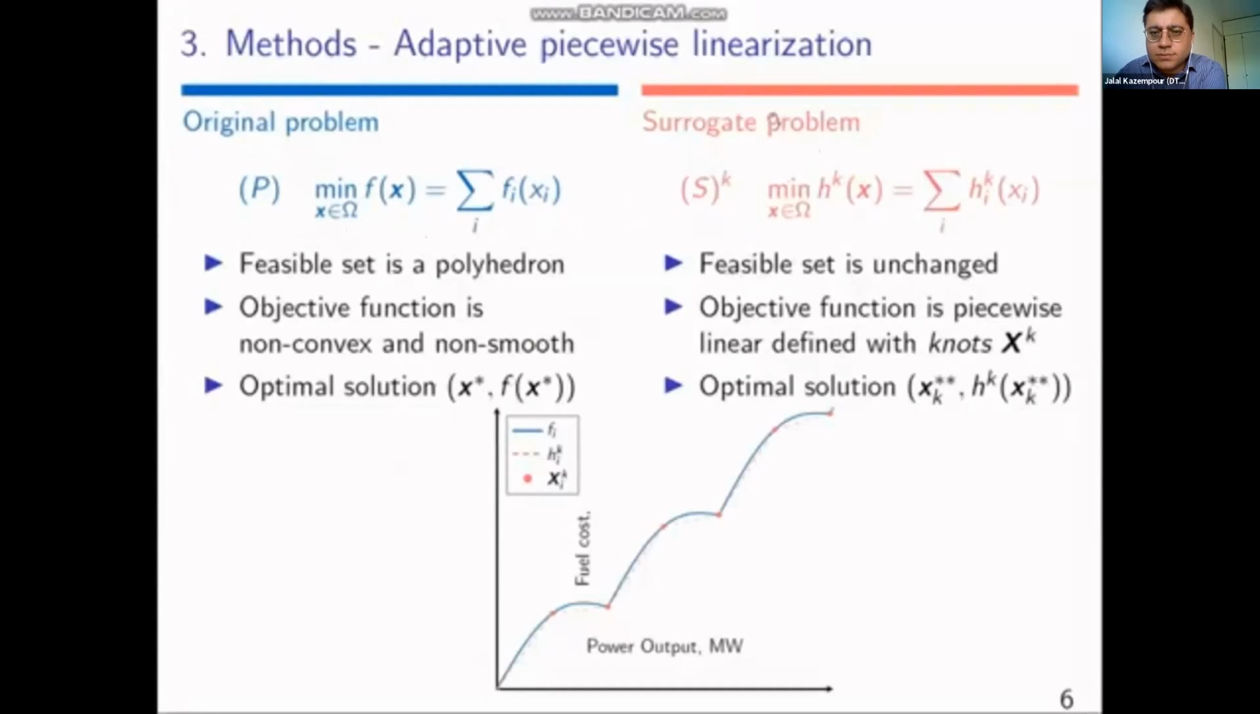And then I will define a surrogate problem, which is in fact a relaxation of the original problem P. But the relaxation is not in the feasible set. The feasible set remains the same, but the objective function will be an under-approximation. And how do we do that? You can see here on the slide, we have in blue the real function, and we define a set of points in red, and the linear interpolation of these points is our function, which is an under-approximation function H.